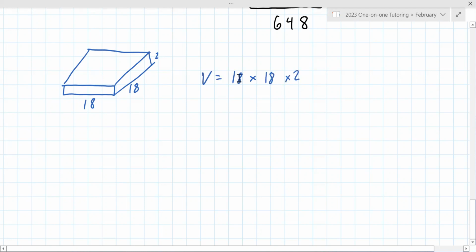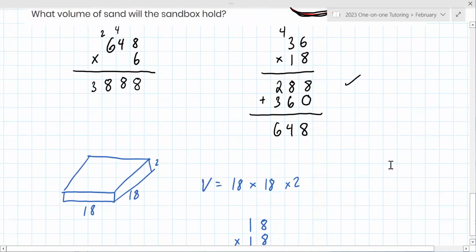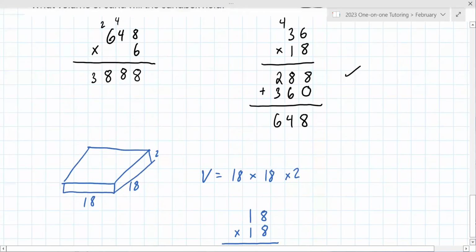So I'd like you to try multiplying the 18 times the 18 again. And it's just like this up here. You have to multiply them both and then add. But let me know what you come up with.